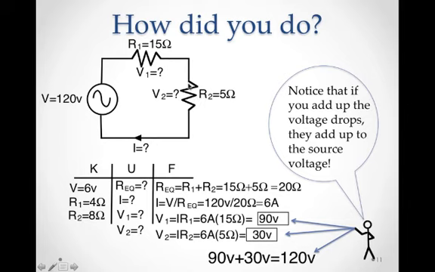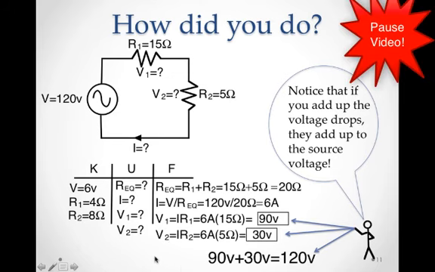But we can also do this with Ohm's law. V equals I times R. So 6 amps times 5 ohms is 30 volts. And again, the two voltage drops are going to add up to the source voltage.